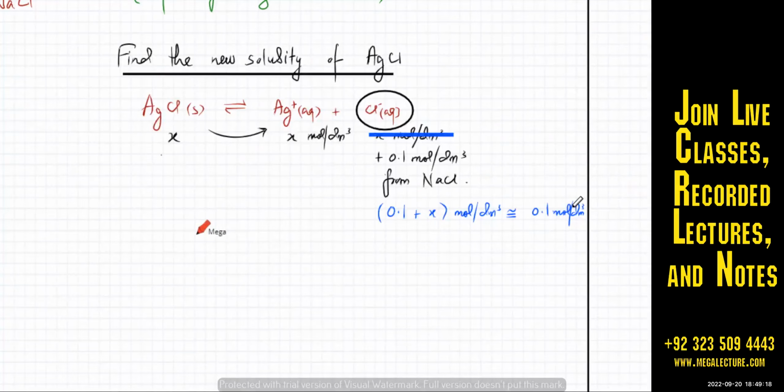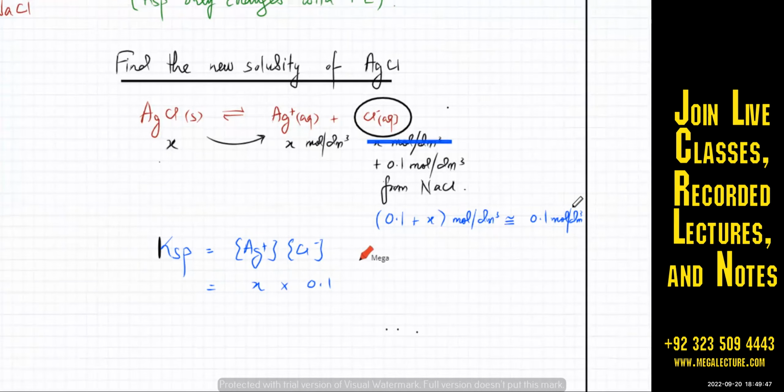Now I'm going to write the KSP expression for this. So let's quickly try and solve this. Your new KSP expression will be the same: silver ion concentration multiplied by Cl ion concentration. It's going to be X times 0.1. Or your KSP value, that was what? That was 1.8 times 10 power minus 10.